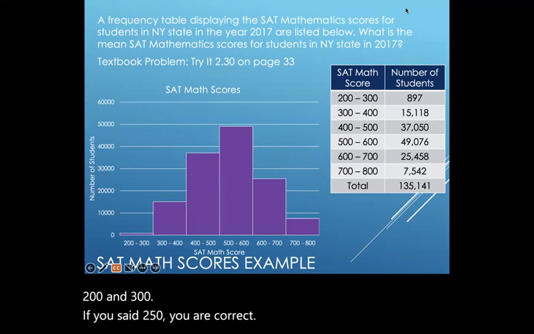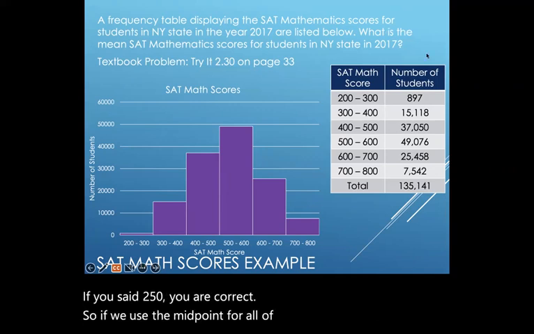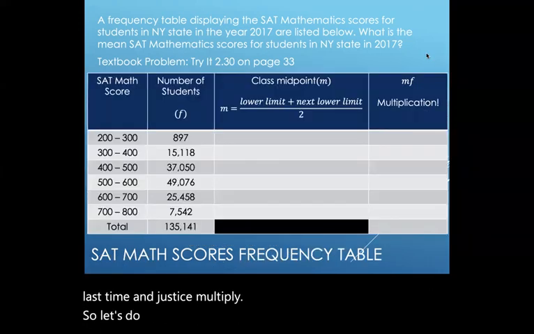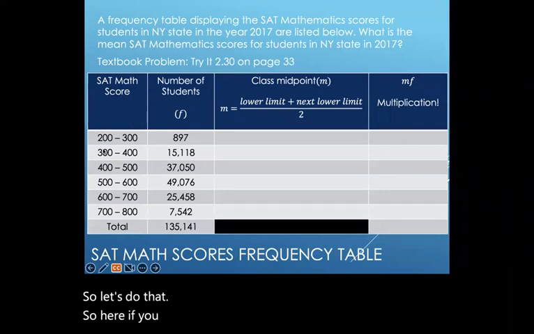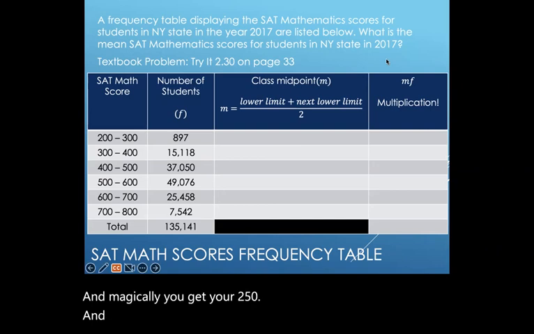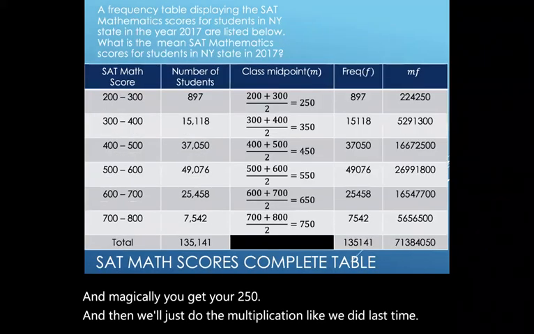So if we use the midpoint for all of these, we can do what we did last time and just multiply. So let's do that. Here, if you add the 200 and the 300, you would get 500. Divide it by 2, and magically you get your 250. And then we'll just do the multiplication like we did last time. So let's fill this out.